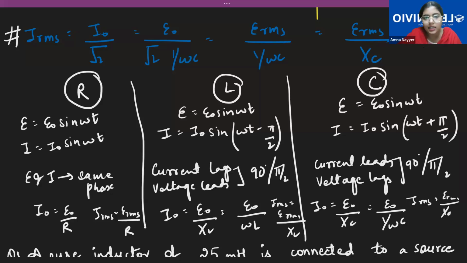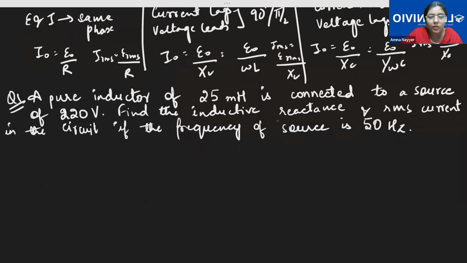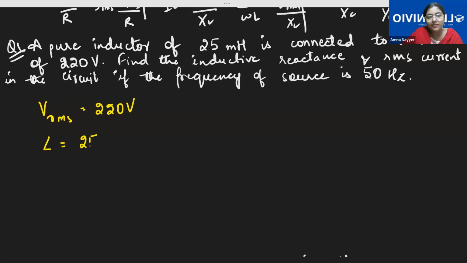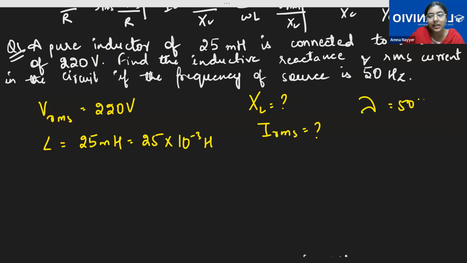All right. So, class, let's continue with the numericals. A pure inductor of 25 millihenry is connected to a source of 220 volt. Now, source is there, which means VRMS is given to you, that is 220 volt. Inductor means L is given as 25 millihenry, that is 25 into 10 to the power minus 3 henry, connected to a source of 220 volt. You have to find out the inductive reactance, meaning what is XL, and what is IRMS, if the frequency is given as 50 hertz.